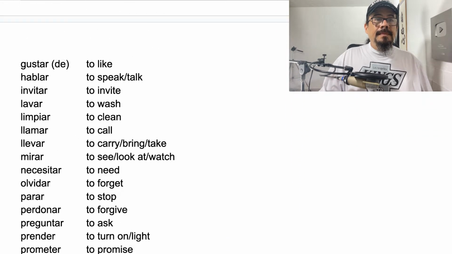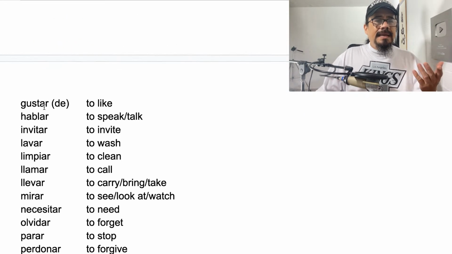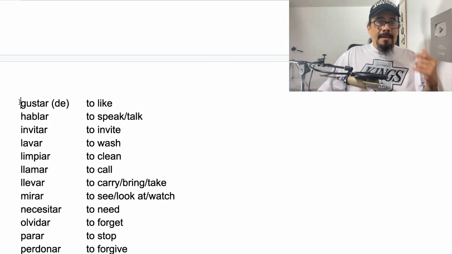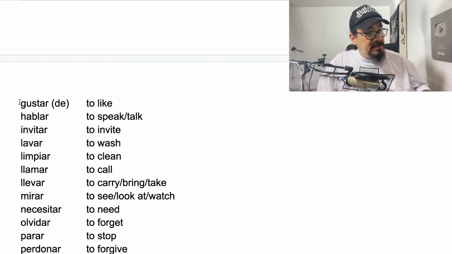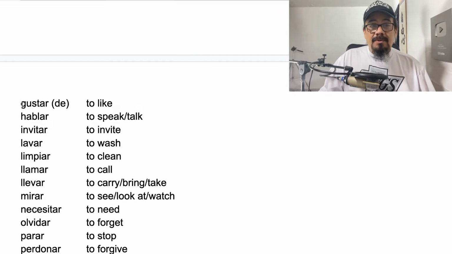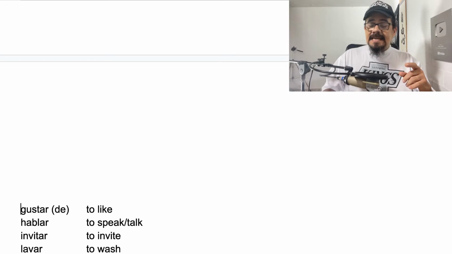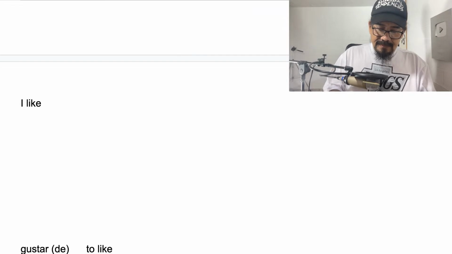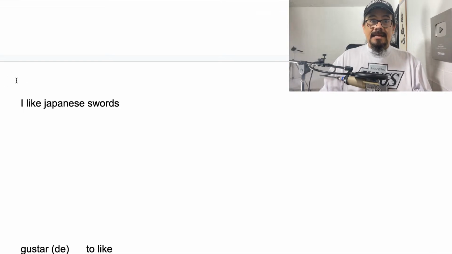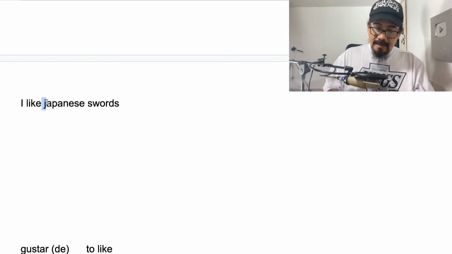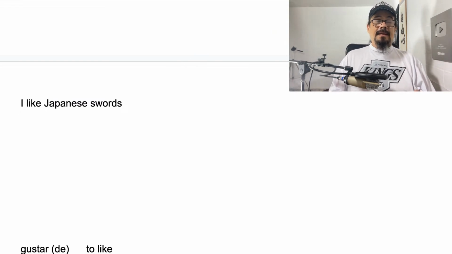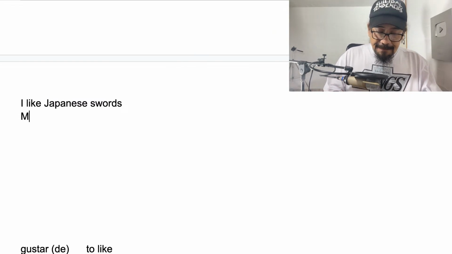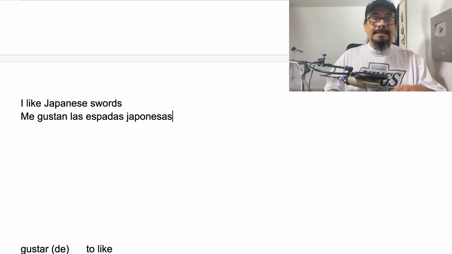Gustar. It's basically the next verb, but a sneak peek to the next verb, gustar. Think in Spanish. Let's think in English first, right? I say, I like Japanese words. Indeed, I like Japanese words. It's like that. And it is translated as me gustan las espadas japonesas.